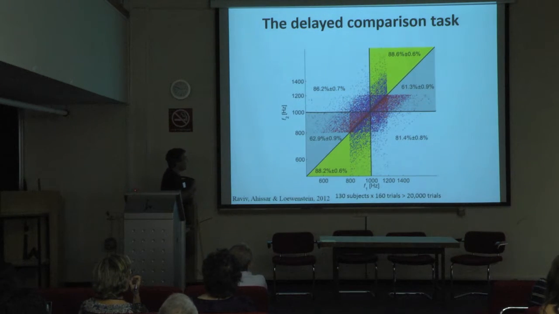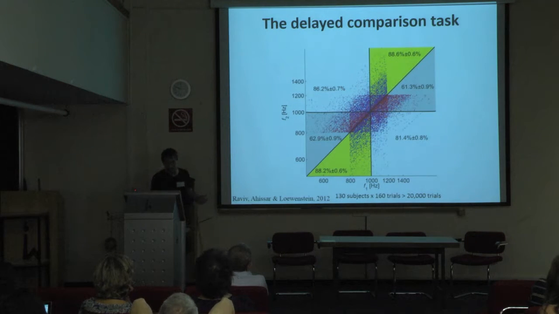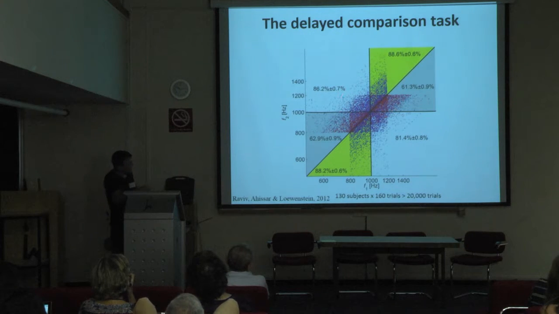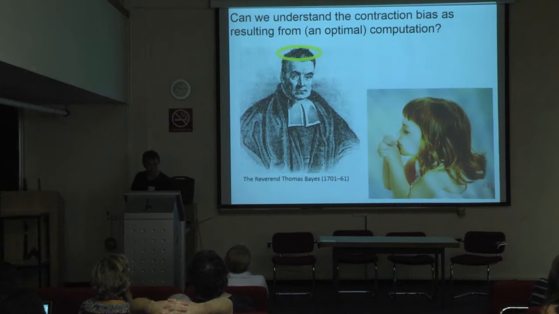And when you quantify the difference in, for example, JND, the effect is substantial. Depending exactly how you quantify it, this can be a factor of two, or a factor of three, or a factor of seven. But this is a substantial effect. How can we understand it?